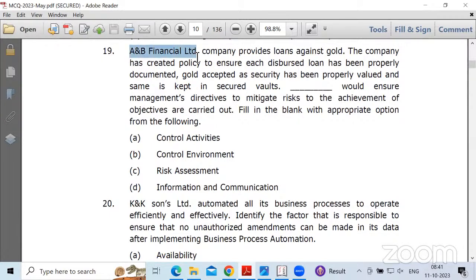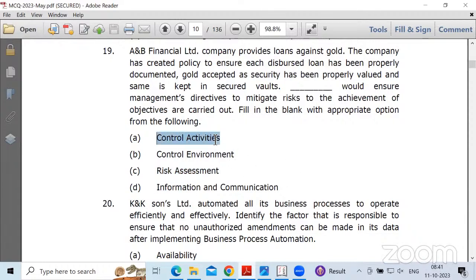Next, A and B Financial Company Limited provides loans against gold. The company has created a policy to ensure each disbursed loan has been properly documented, gold accepted as security has been properly valued, and the same is kept in a secure vault. So receive, document, keep. Dash would ensure management's directives to mitigate the risk to the achievement of the activities are carried out. Fill in the blank with the appropriate option of the following. Control activities, control environment, risk assessment, information and communication.